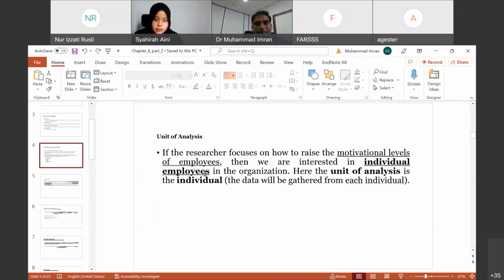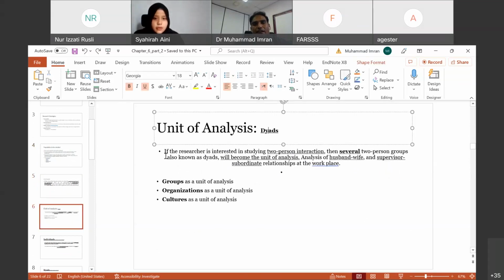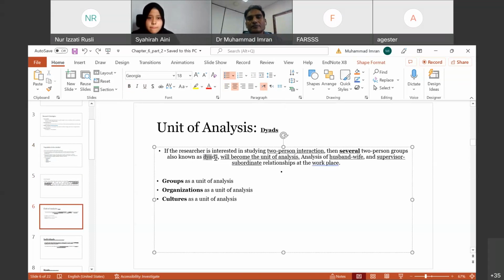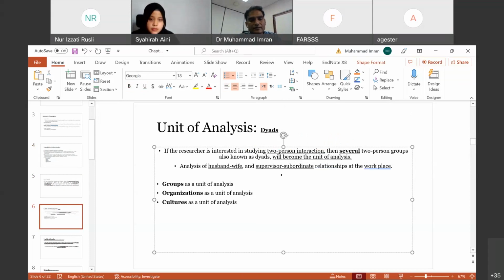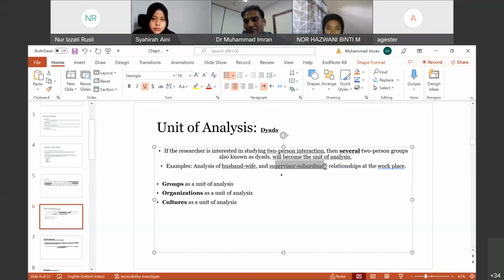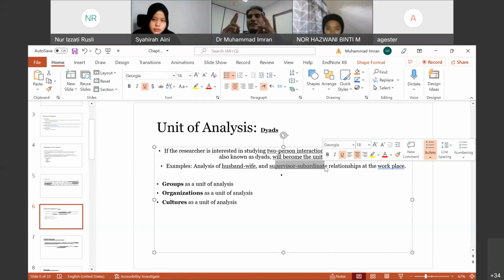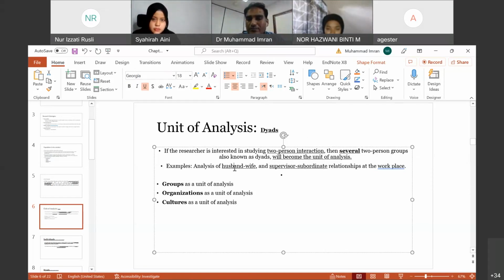Let's discuss the next one, the dyad. Unit of analysis, dyad. If the researcher is interested in studying two-person interactions, the several two-person groups, all known as dyads, will become the unit of analysis. See here the examples. Analysis of wife and husband relationship. Analysis of supervisor and subordinate relationship. We have to take the response from both. The first response from the husband, the second response from the wife. That's why it's called dyad.